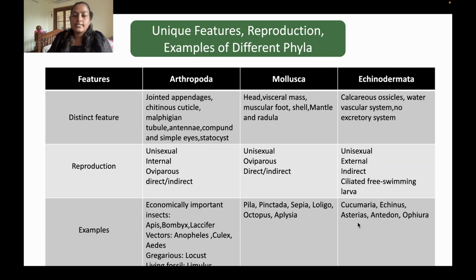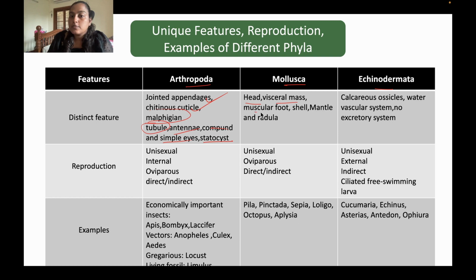Next, moving on to the next three phyla: Arthropoda, Mollusca, and Echinodermata. Arthropods have jointed legs, jointed appendages. They have the outer skeleton, which is covered by chitin. The exoskeleton is made up of chitin. And Malpighian tubules, very important, are the excretory system. Antenna, compound eyes and simple eyes, and statocyst for body balance.